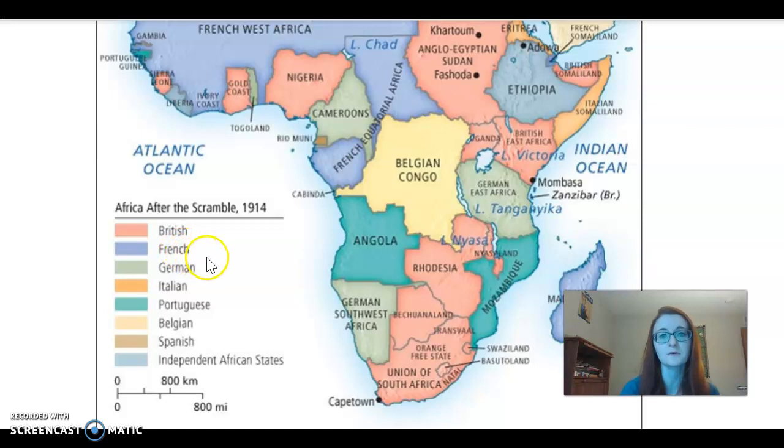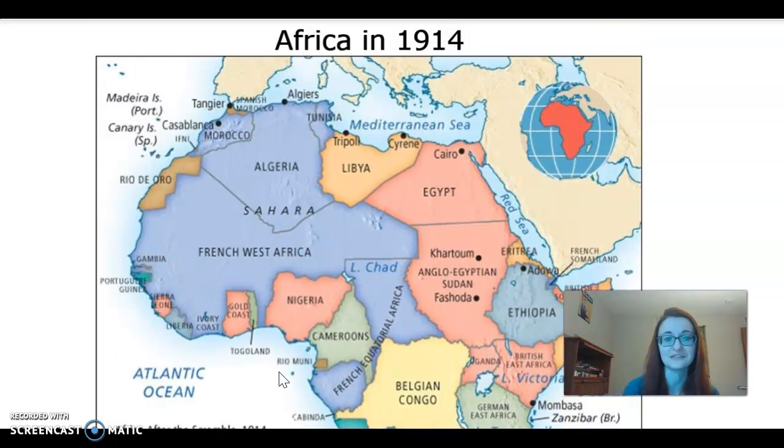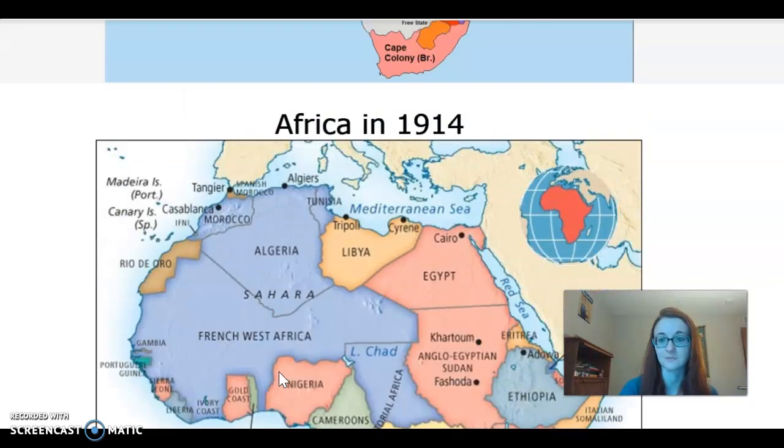French is a bluish purple. German is green. Italian is orange. Portuguese is like a teal. You get the idea. And of course, the gray would be those independent African states, which, again, there are only two. So you'll take a look and try to guess with those.